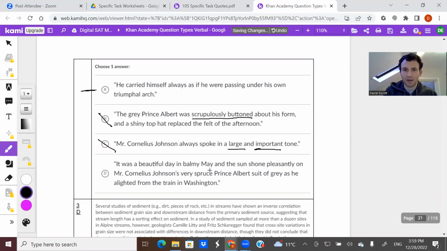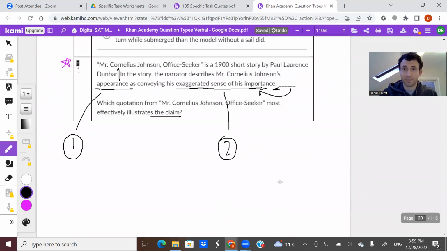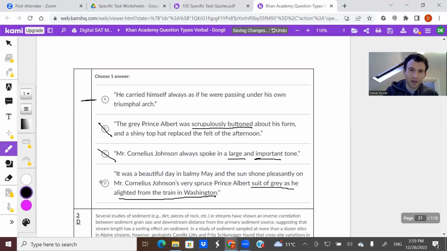D: It was a beautiful day in balmy May, and the sun shone pleasantly on Mr. Cornelius Johnson's very spruce Prince Albert suit of gray as he alighted from the train in Washington. Okay, so this is definitely the man's appearance. But again, I don't get any self-importance there. And if we look at this and we really pin down what the claim is, his appearance has to convey an exaggerated sense of his own self-importance. So we get appearance from B and D, but we don't get self-importance. We maybe get a little of self-importance from C, but nothing on appearance.